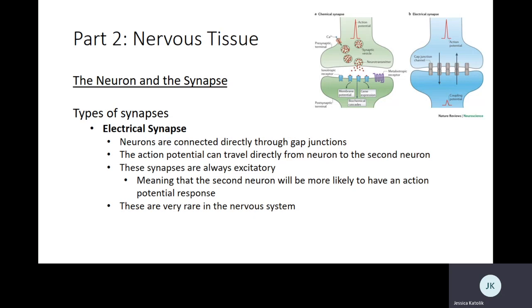But to recap electrical signals, the two neurons are connected by gap junctions. The action potential can travel directly across these gap junctions, and it will stimulate the second neuron to have an action potential.